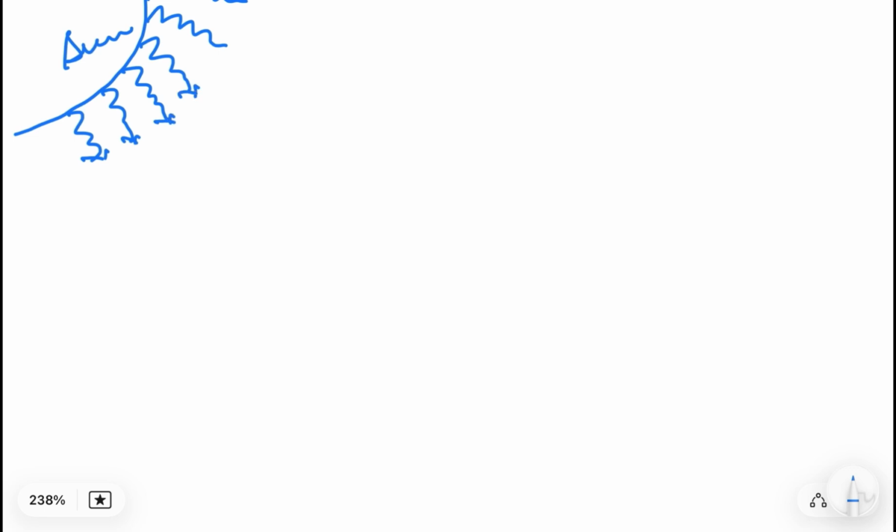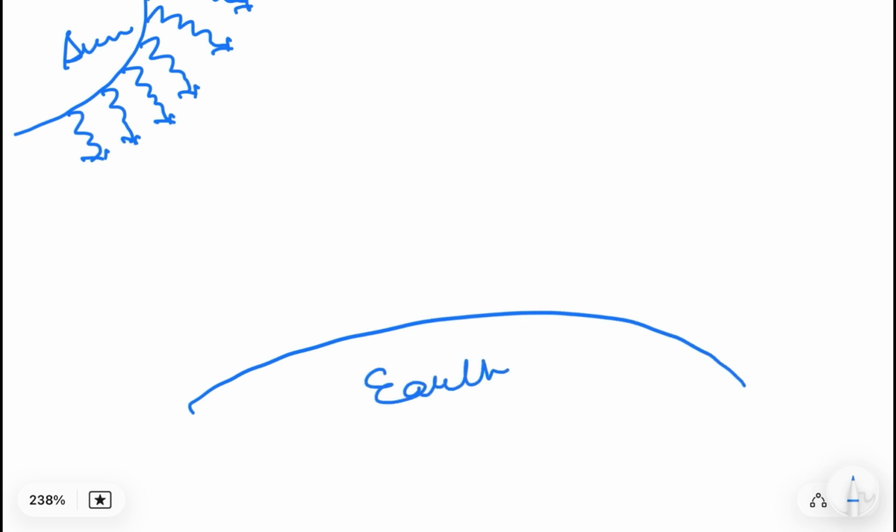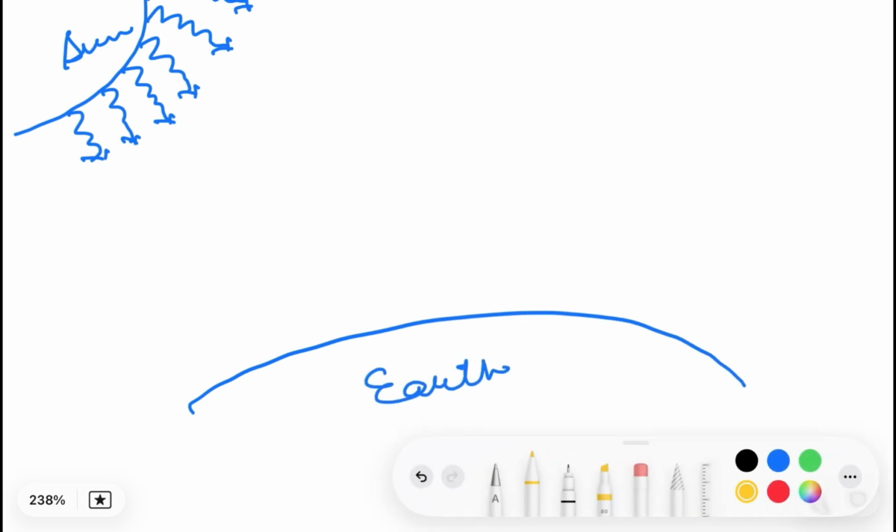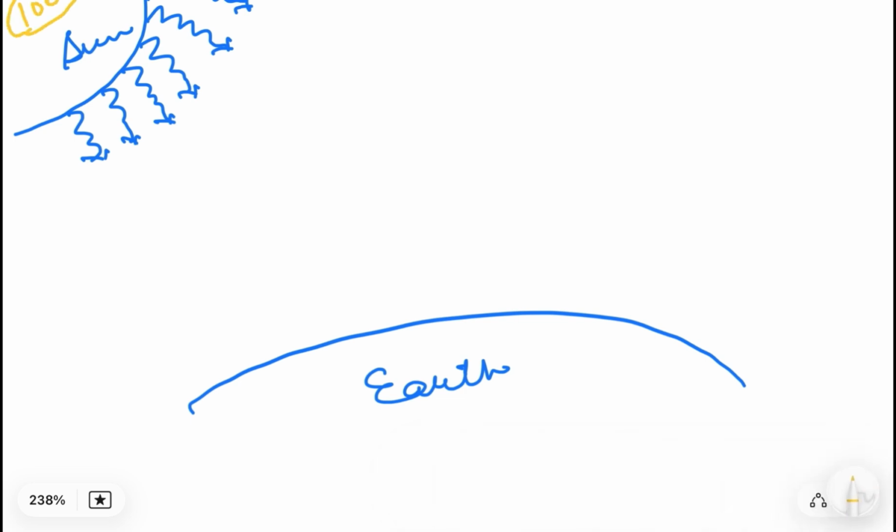So this is the sun. Incoming solar radiations, short wave, incoming from the sun, and this is our earth. Now let's suppose 100 units are supplied from the sun. Let's consider the insolation received at the top of the atmosphere is 100%.